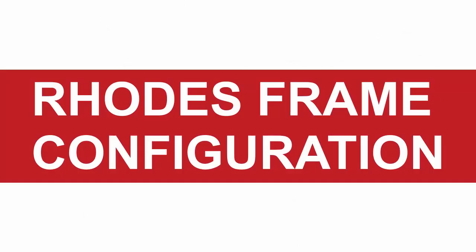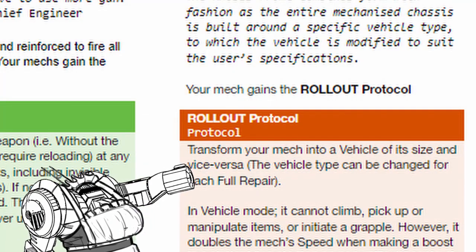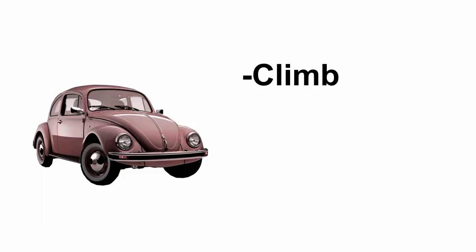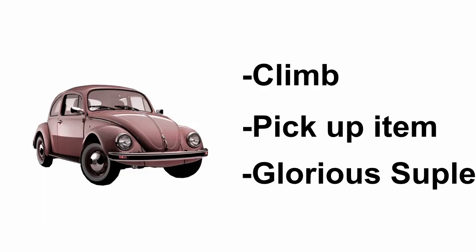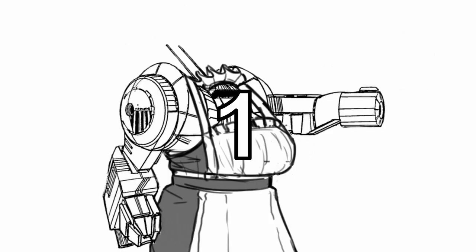Rhodes frame configuration. Basically you get this rollout protocol that does exactly what you think. In vehicle mode, you cannot climb, pick up items, or suplex, but it doubles your mech's speed when you boost in a straight line on non-difficult terrain. If you have a flight system, you can fly or swim too, reducing the heat from the flight system by 1 to a minimum of 1.